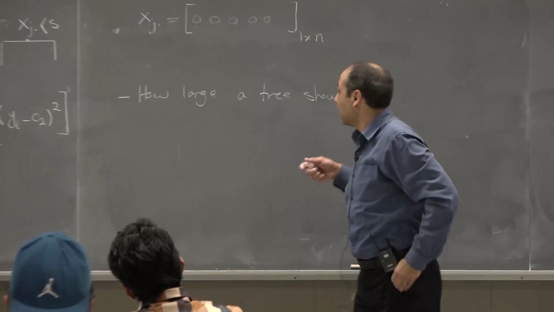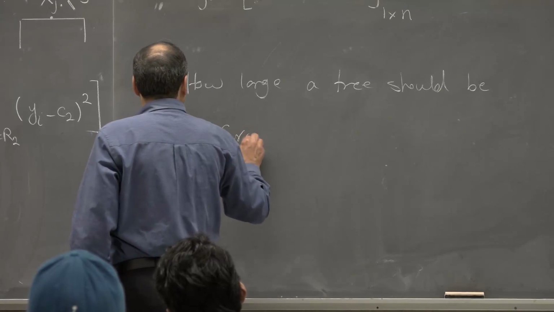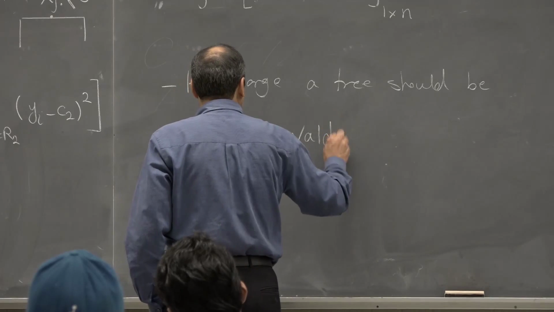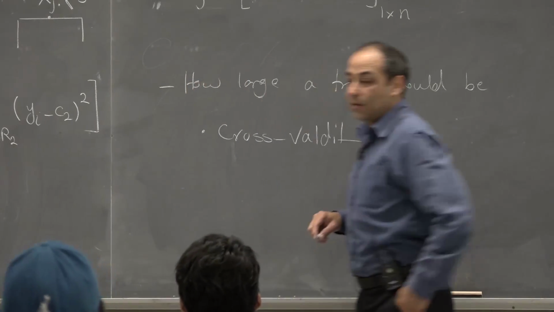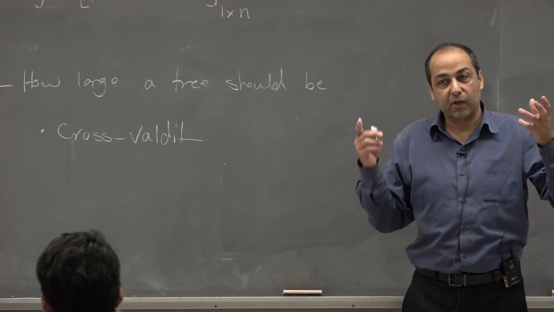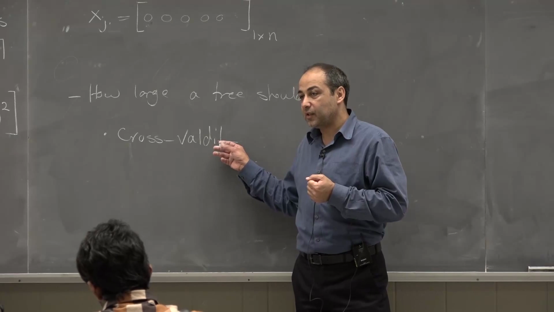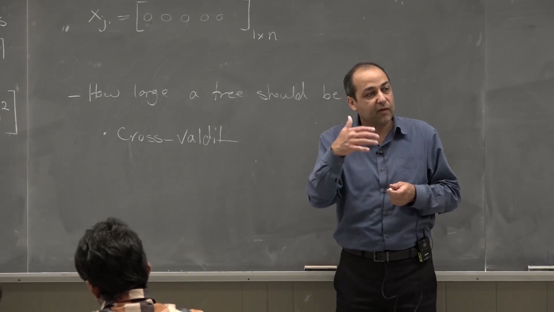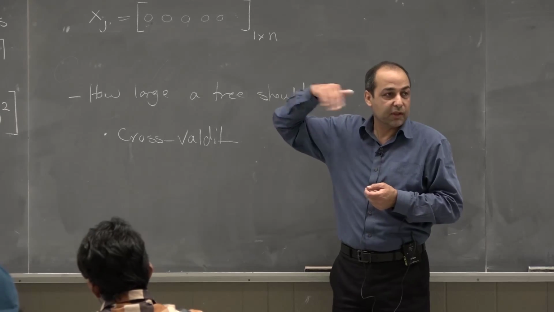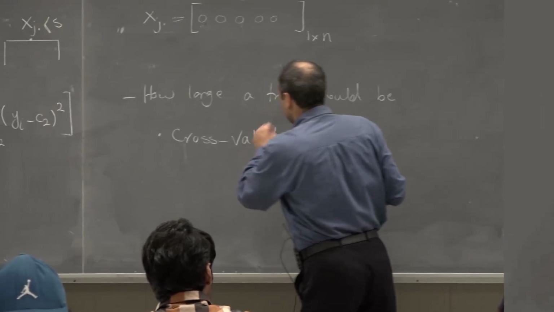We need a model. And the more obvious thing that you can do is cross-validation, that you can set a part of the data aside, and when you are growing the tree, check the performance on that part, the validation set, and stop if the error on the validation set starts to increase. Okay, that's the most obvious thing that you can do.